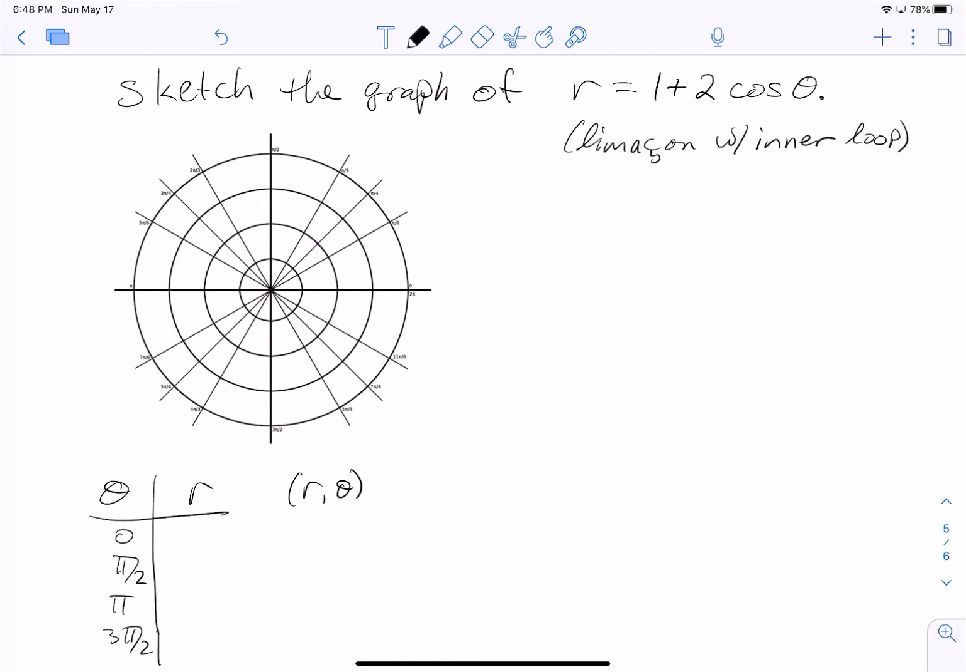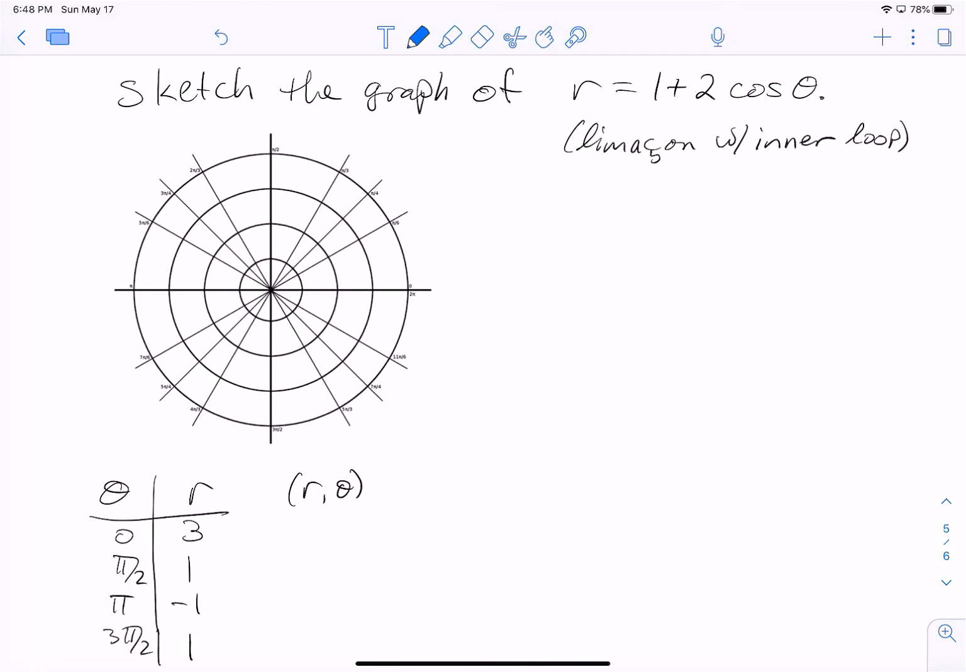You can confirm that when theta equals 0, r equals 3. When theta is pi over 2, r is 1. When theta equals pi, r is negative 1. And when theta equals 3 pi over 2, r is again 1. We can plot these points.